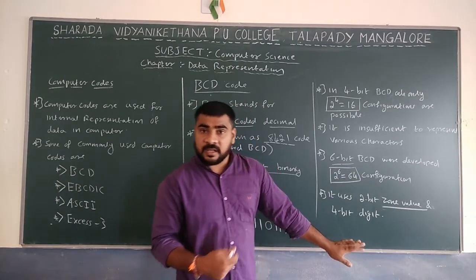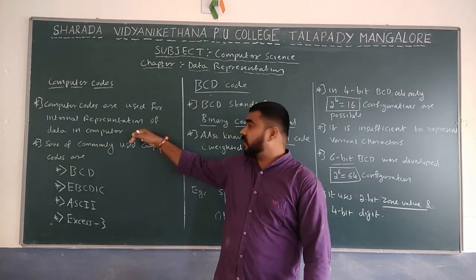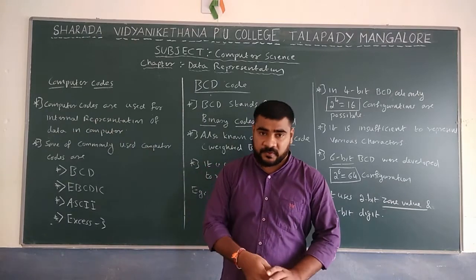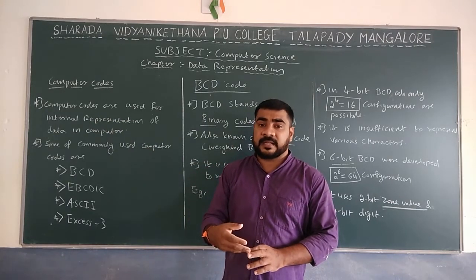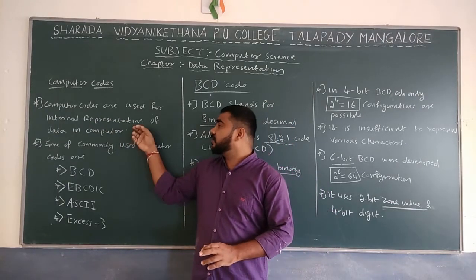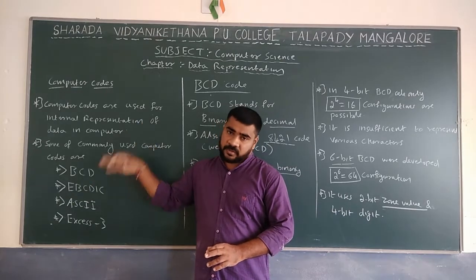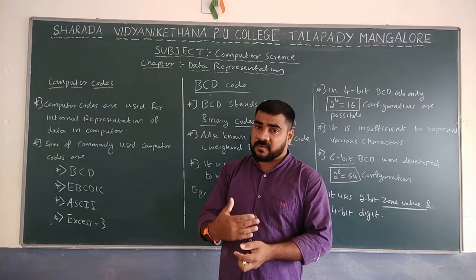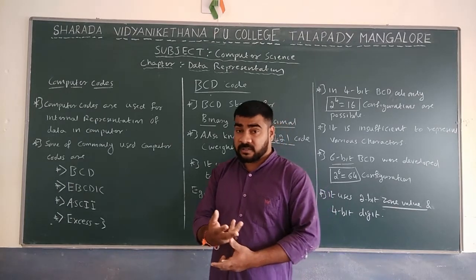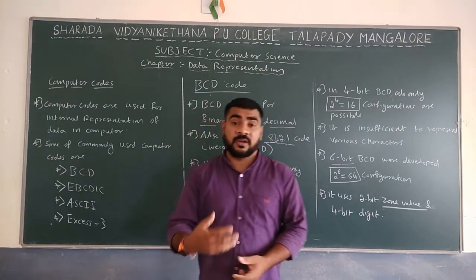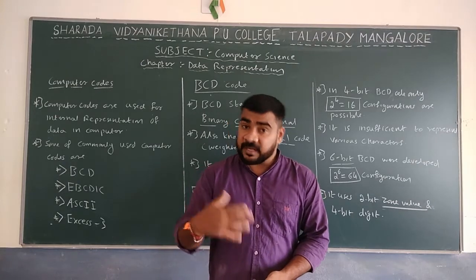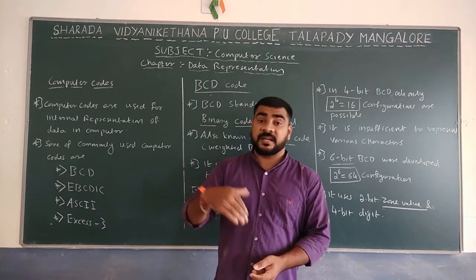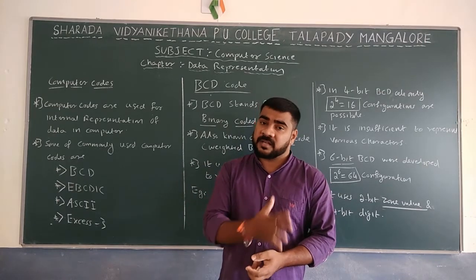So what is discussed here? Mainly, what is a computer code? Computer codes are used to represent data internally in the computer. The computer codes are mainly of 4 types that we most commonly use, though other types also exist. One is BCD code, then EBCDIC, the Extended Binary Coded Decimal Interchange Code, then ASCII, the American Standard Code for Information Interchange, then XS3, and next is Unicode.